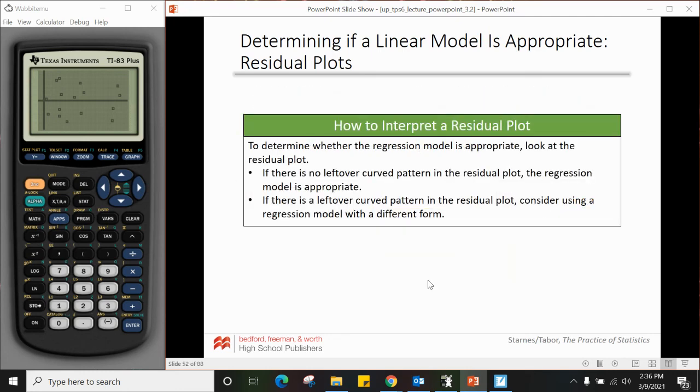So the question is how to interpret a residual plot. Basically, what I just said. If there is no leftover curve pattern in the residual plot, the regression model is appropriate. If there is a curve pattern in the residual plot, consider using a different regression model or a different form, essentially. Right? So, no pattern, good. If there's a pattern, we've got to try and find a different type of regression.